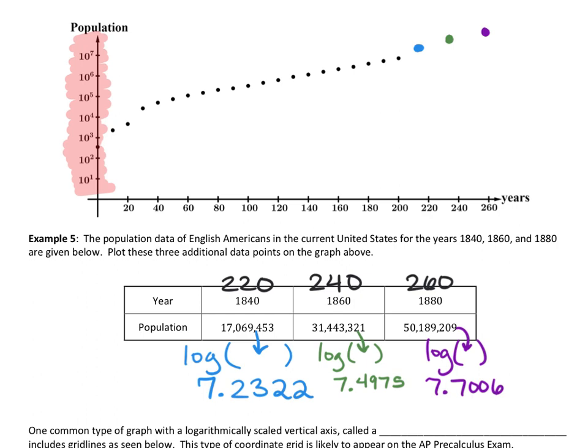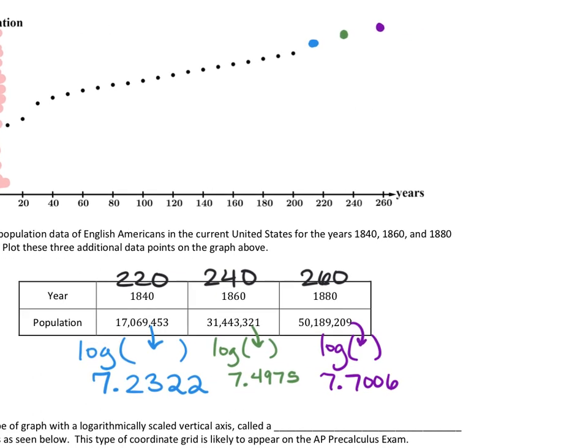Now I'm going to add one more. It's not written on your paper, but I think it's helpful to see. Let's pretend that the population gets to be 150 million people in some year. We won't have to put a year.